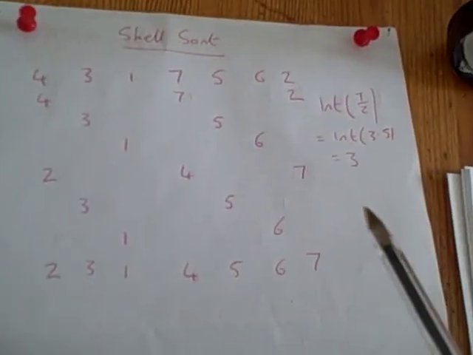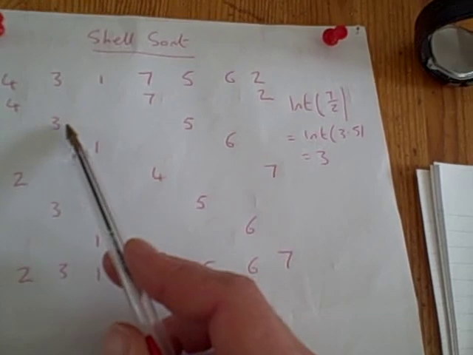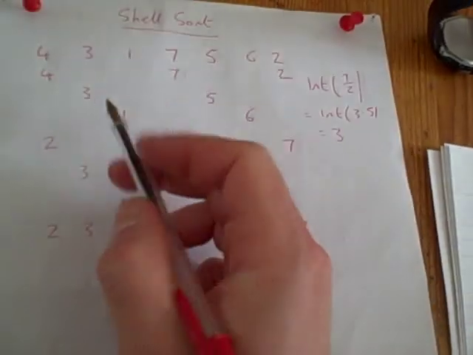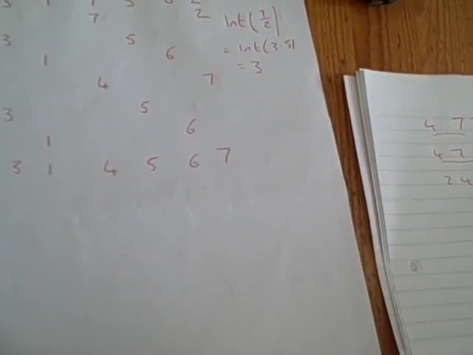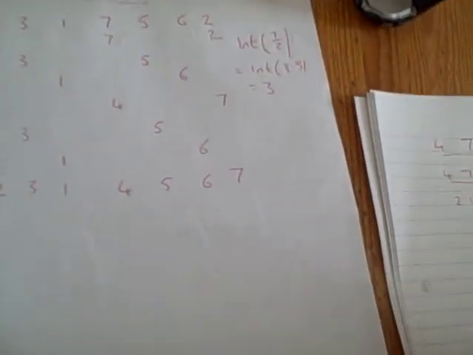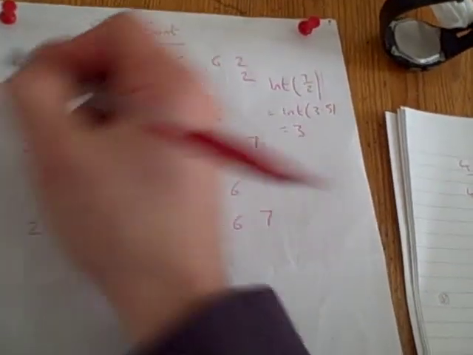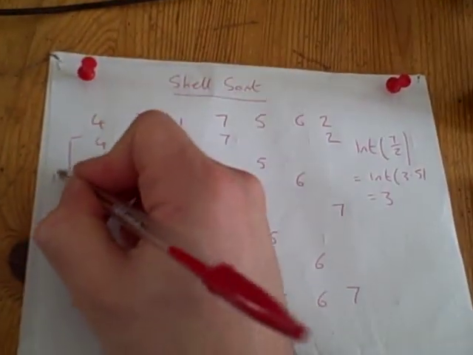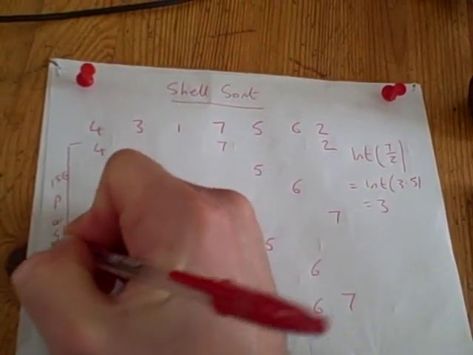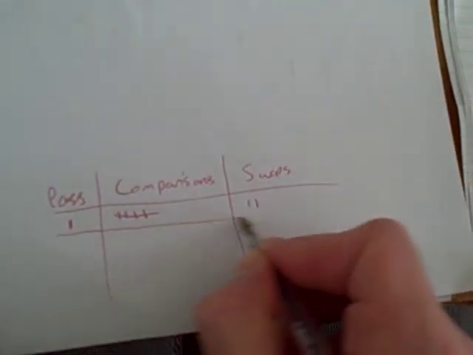But we haven't finished. There's a lot to keep track of, isn't it? We look at 3 and 5. We make 1 comparison, but no swaps. They remain the same. Then we compare 1 and 6. So it's another comparison. And do we swap them? No, we don't. So after the first pass, we have made 5 comparisons and 2 swaps.